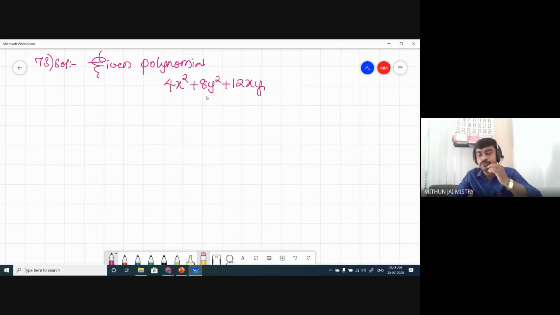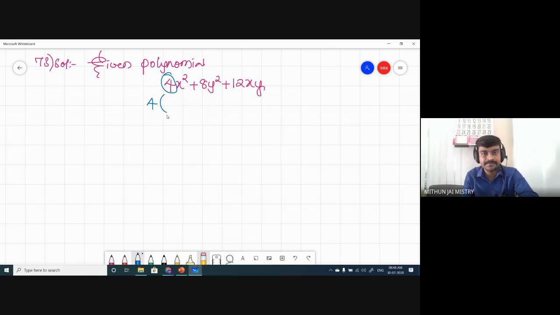So we have to check all 3 terms, and you can see some number is common. This is 4, this is 4 into 2, and this is 4 into 3. That means I can take 4 as common from all 3 terms. First duty is to extract the common. So 4 is also a factor of this polynomial. So I am taking 4 outside.